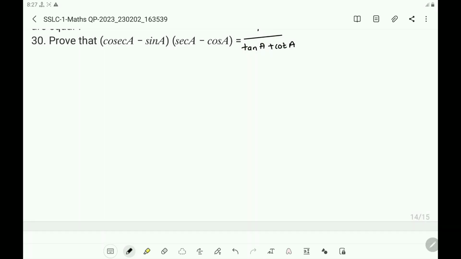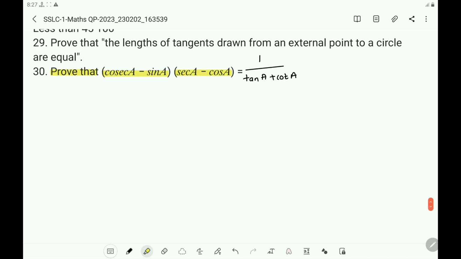Now you take the 30th question, which is a hot question. What is that question? Prove that cosec A minus sin A into secant A minus cos A is equal to 1 by tan A plus cot A. So you take the LHS and RHS separately and you can make them equal to some other value. So you take the LHS first.